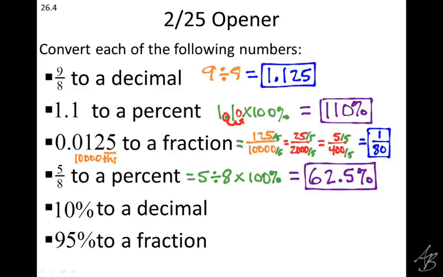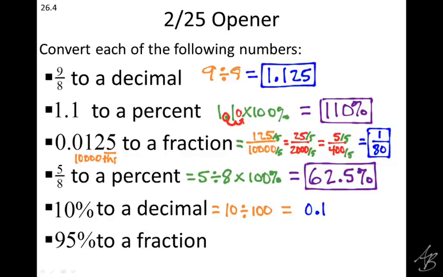All right, how about 10%? We want to change that to a decimal. Carl? 10 divided by 100. Okay, good. So remember, percent means out of 100. So 10% means 10 divided by 100. And 10 divided by 100 gives me what, Carl? 0.1. All right, now I could do this one kind of like I did up here by moving the decimal.